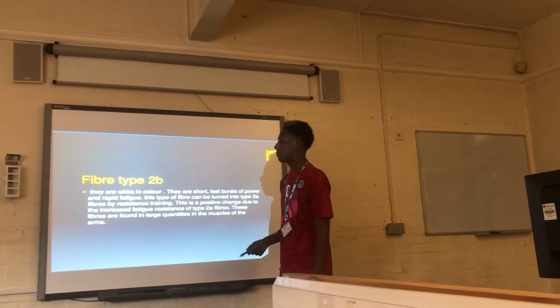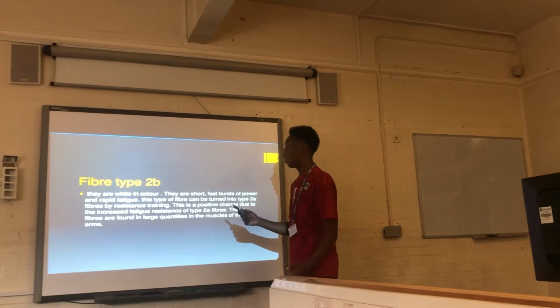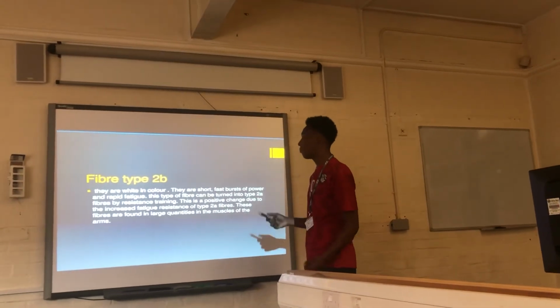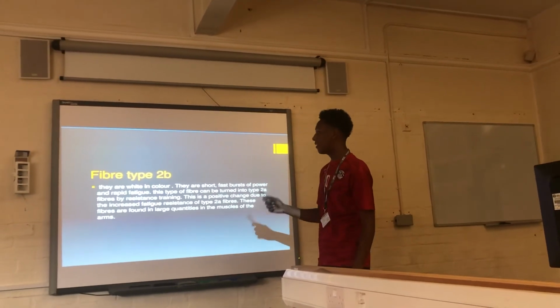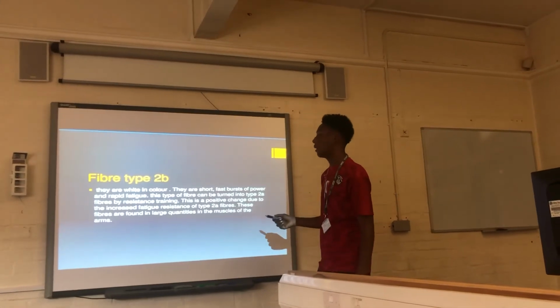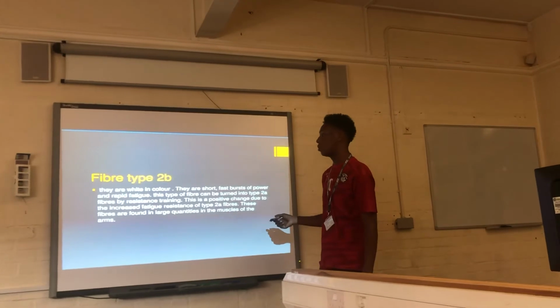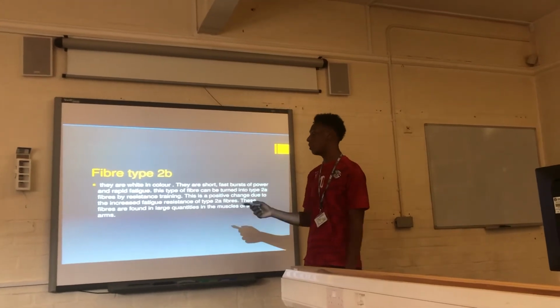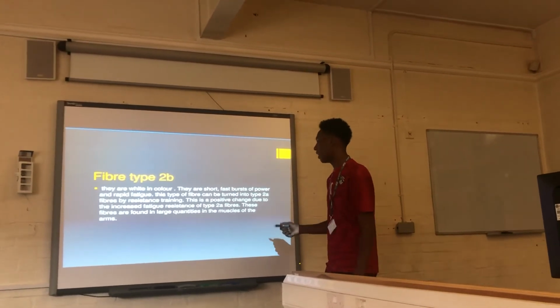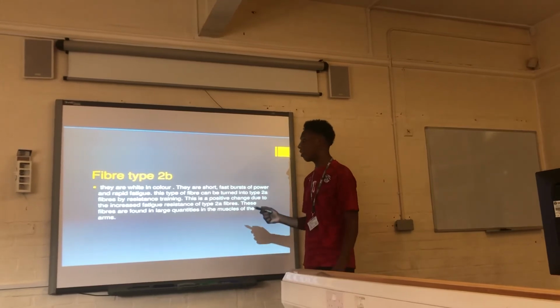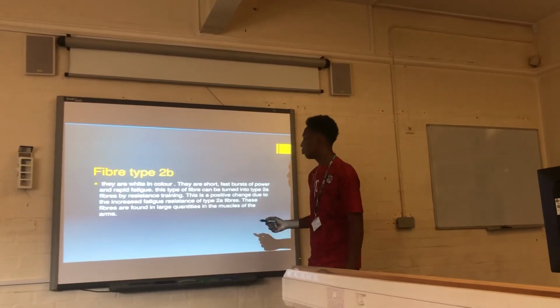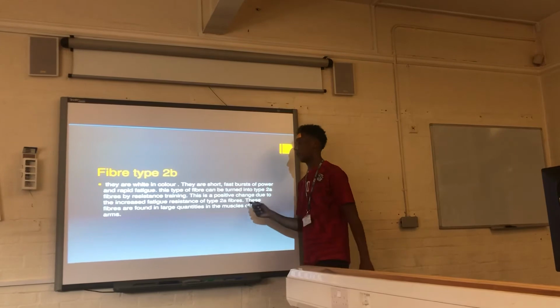Fiber type 2B. They are white in color, and produce short, fast bursts of power and rapid fatigue. This type of fiber can be turned into type 2A fibers by resistance training. This is a positive change due to the increased fatigue resistance of type 2A fibers. These fibers are found in large quantities in the muscles of the arms.